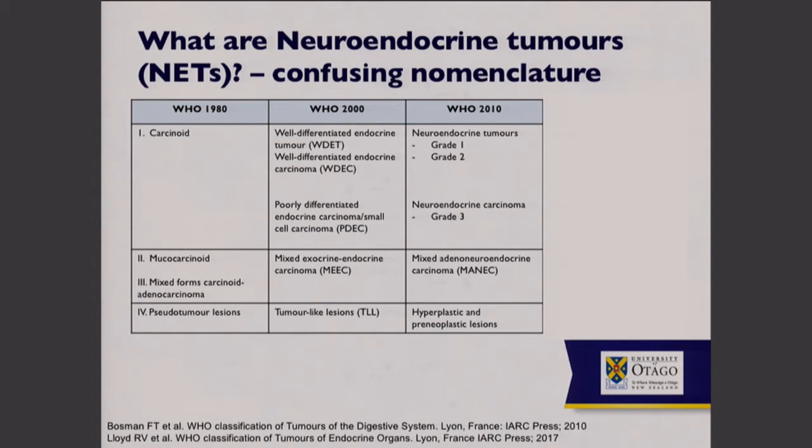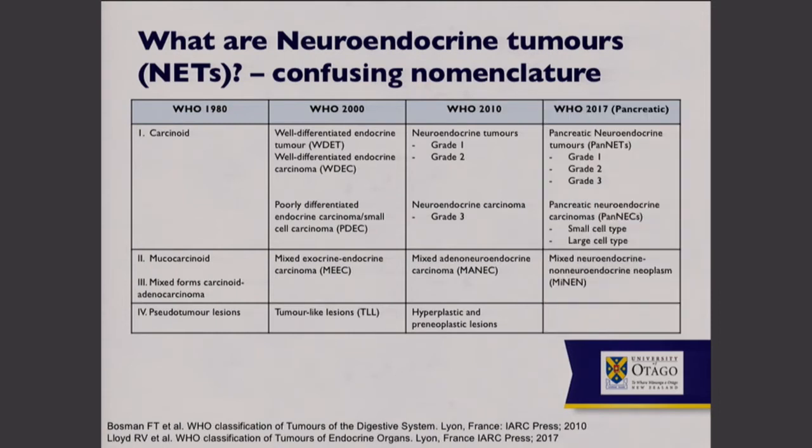In 2010, we did things again slightly differently and split them up into grade 1 and grade 2 neuroendocrine tumours, and anything that was grade 3 was a neuroendocrine carcinoma. That's still what we use for the GI tract, but this year they've separated pancreatic ones out again, going back to that well-differentiated, but now we've got grade 1, grade 2, grade 3, and then the poorly differentiated, which are now small cell and large cell.